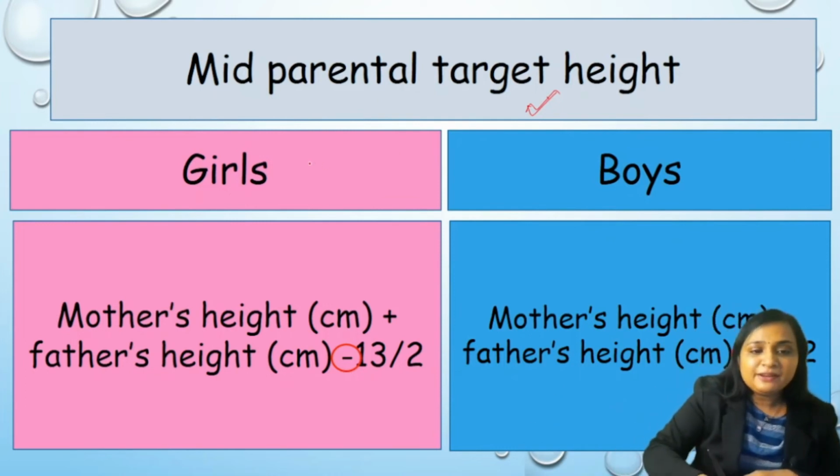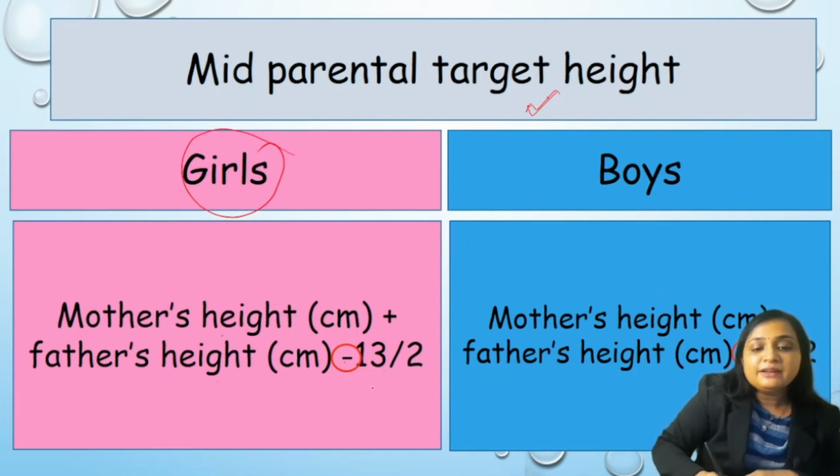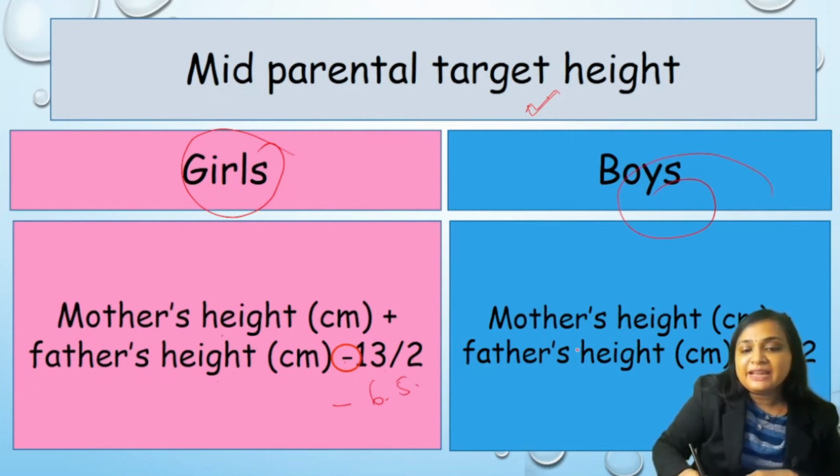So what is mid-parental height? It is very simple. For a girl, mother's height plus father's height minus 13, divided by 2. So it is minus 6.5. For boys, we just add: mother's height plus father's height plus 6.5, divided by 2.